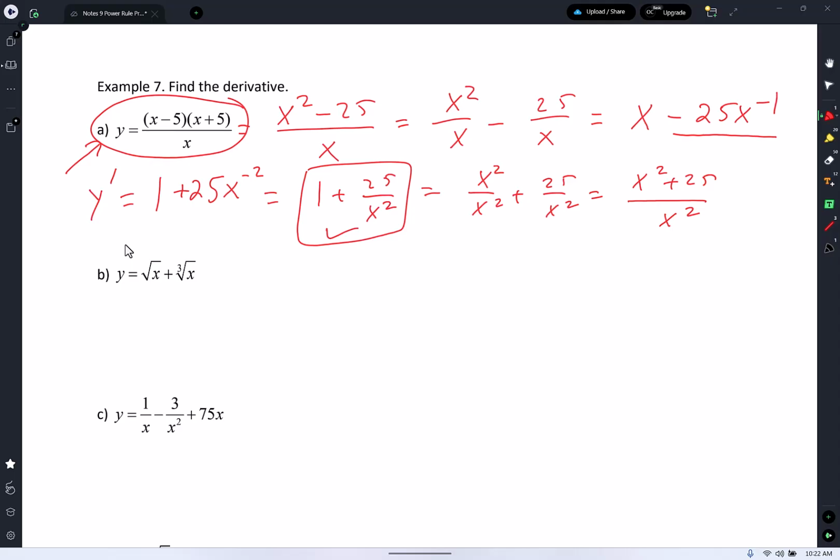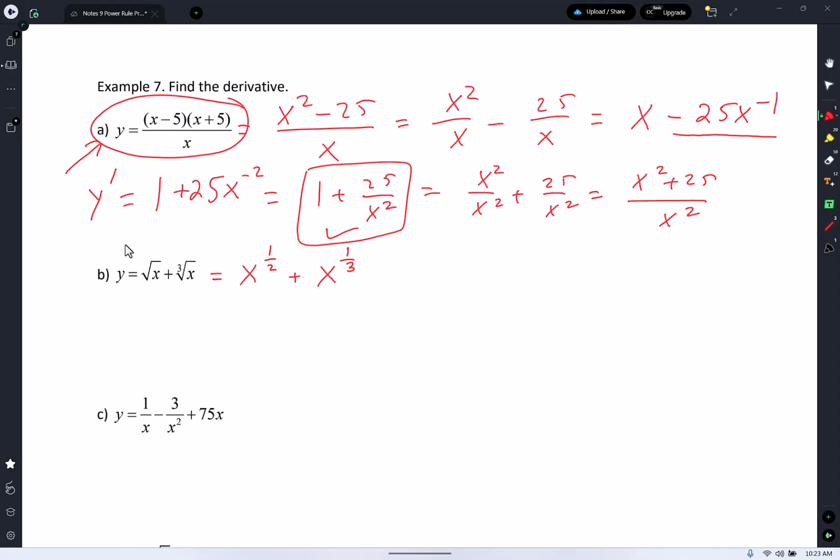All right, here we go. Letter B, turn them into exponents. The square root of x is the same thing as x to the what power? 1/2. The cube root of x is the same thing as x to what power? 1/3. Good. Make sure you know your rules of exponents, guys. Your laws of exponents.